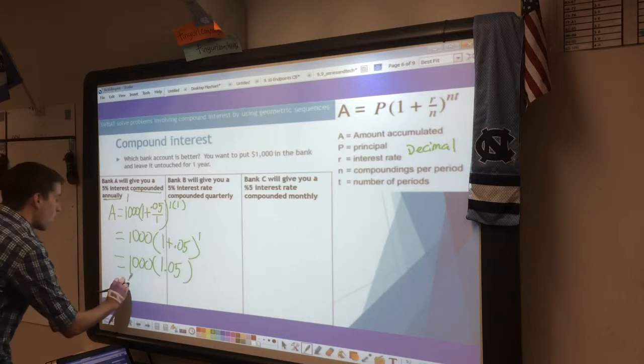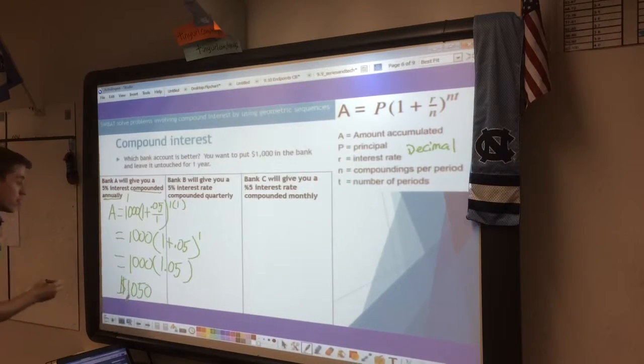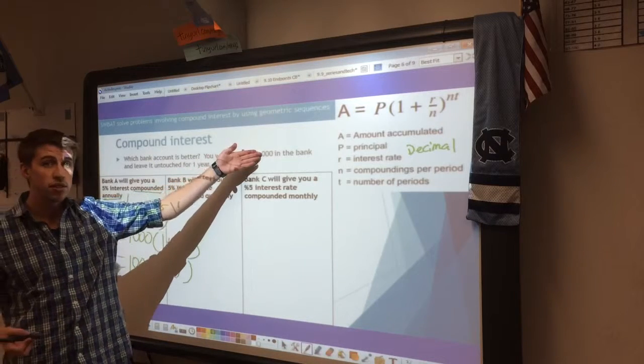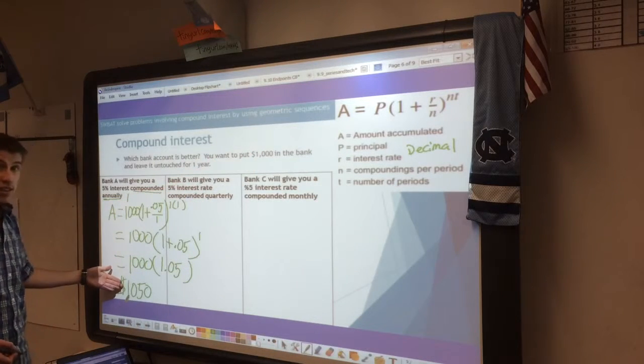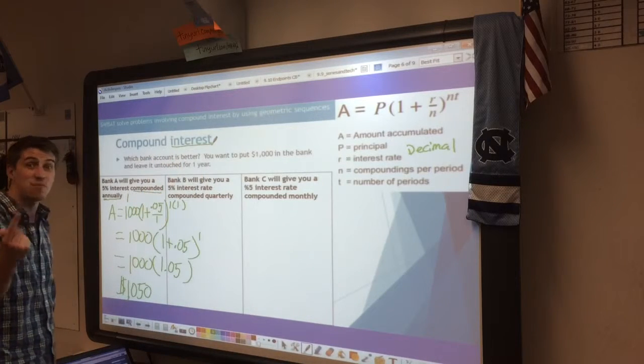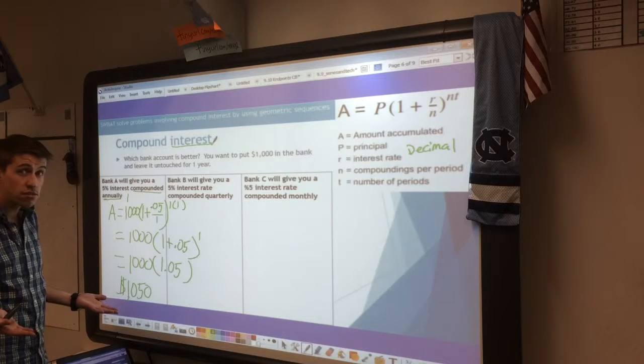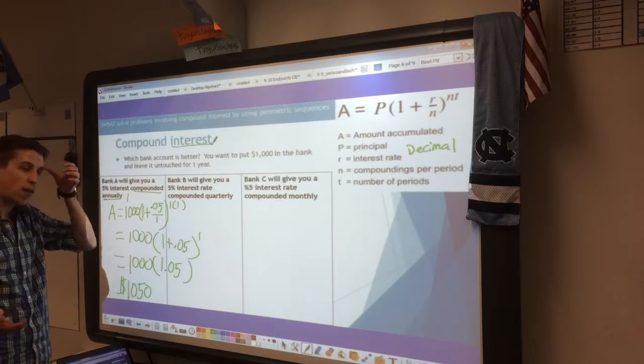And you now have $1,050 in your bank account. You started with 1,000. You ended with 1,050. So that additional 50 is the interest that the bank is just giving you for giving them your business. But now let's get a little more complicated.